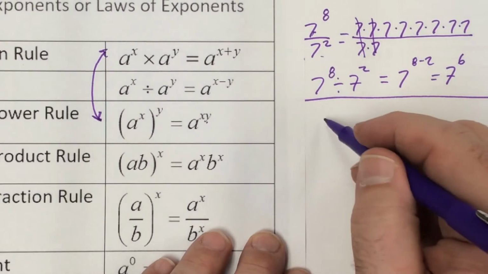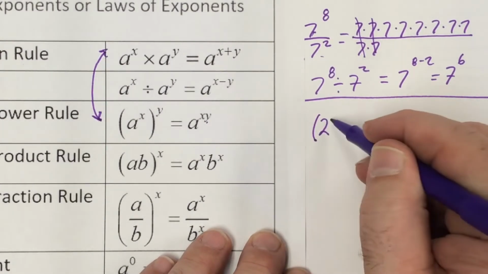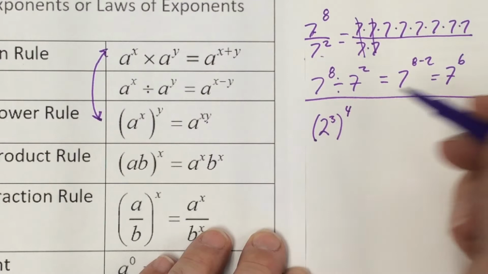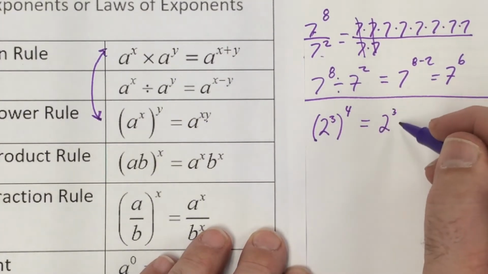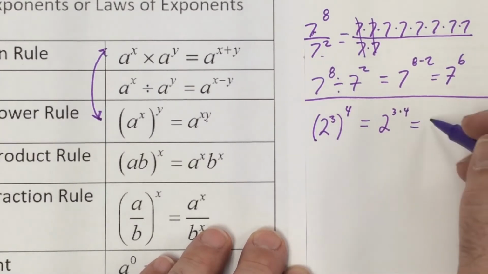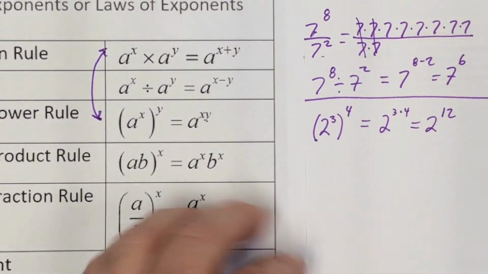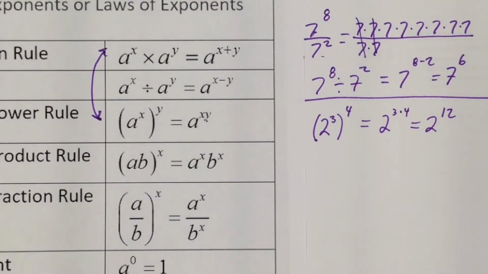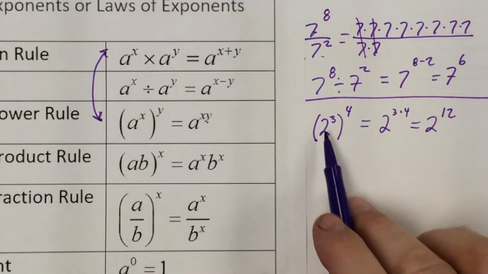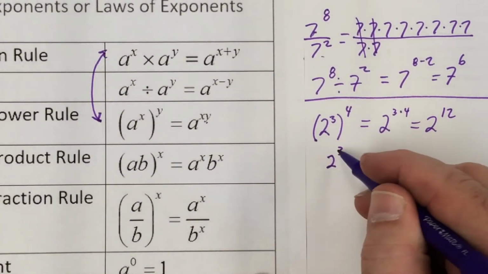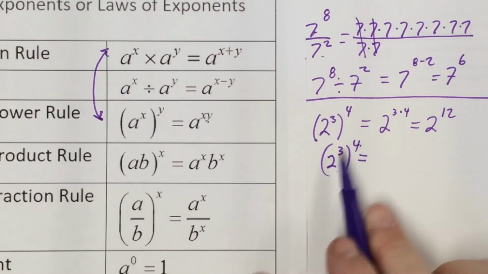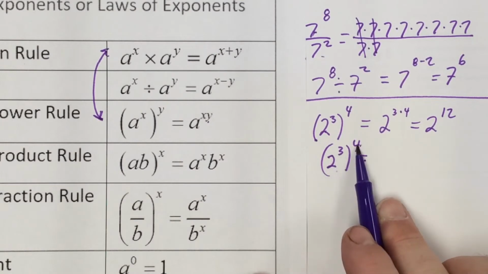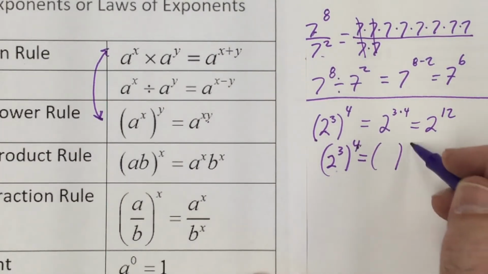So let's say we're going to take 2 to the third, to the fourth. The rule says we would write this as 2 to the 3 times 4, or get 2 to the 12th. So why is that? Let's expand this and look at it a little differently, without necessarily applying the rule. If I have 2 to the third to the fourth, what is being raised to the exponent? 2 to the third. What's the exponent? 4.